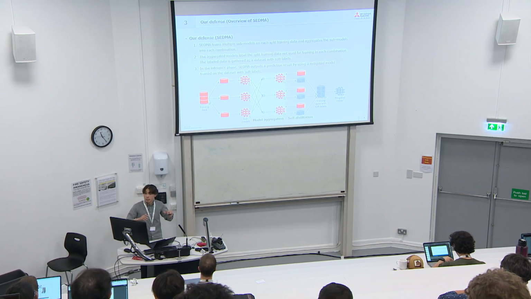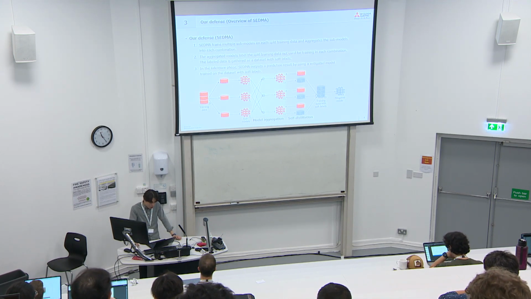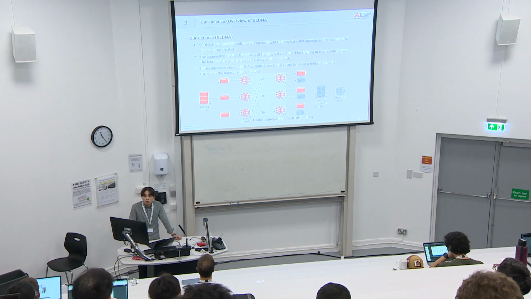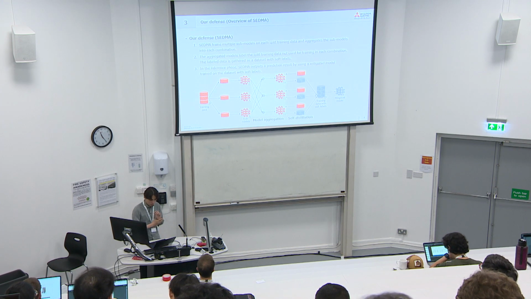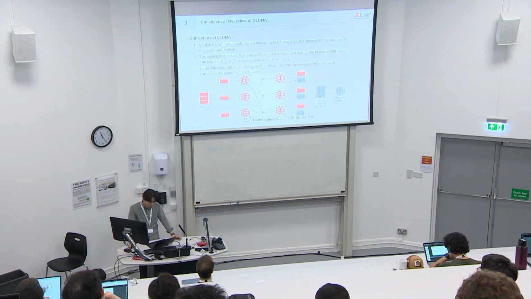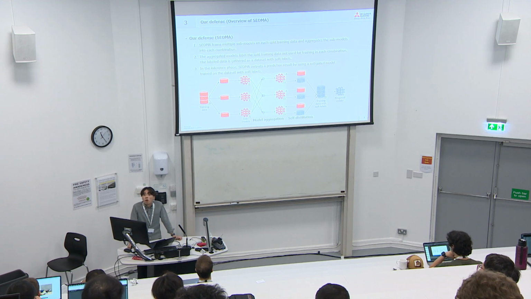In the inference phase, we use just a mitigated model. In the training phase, we have to split the data set and train multiple sub-models. But in the inference phase, we use just the mitigated model only.